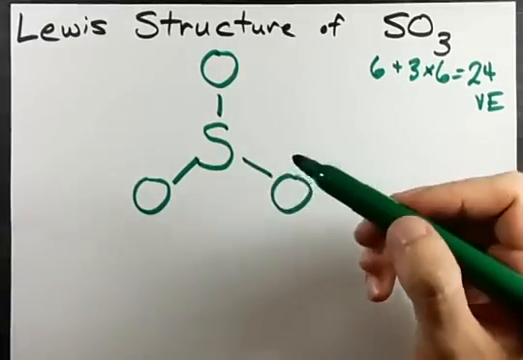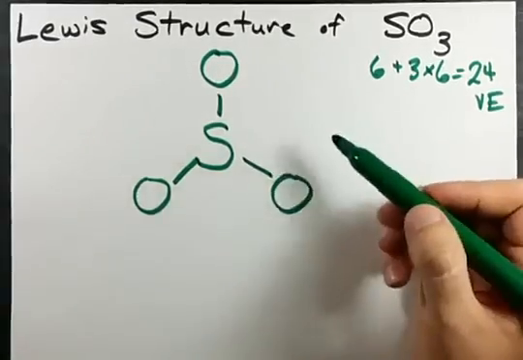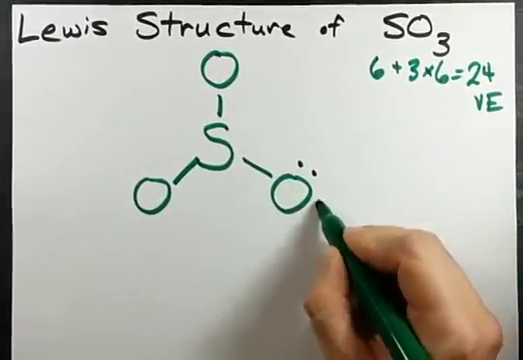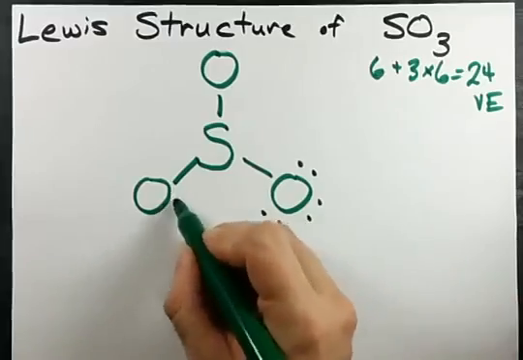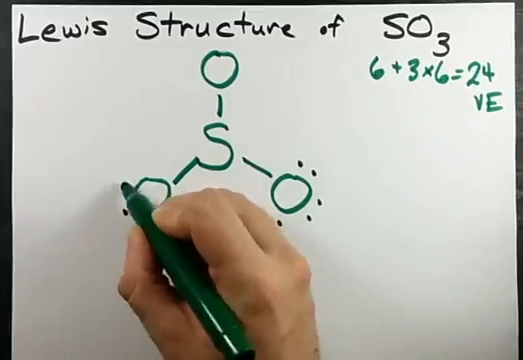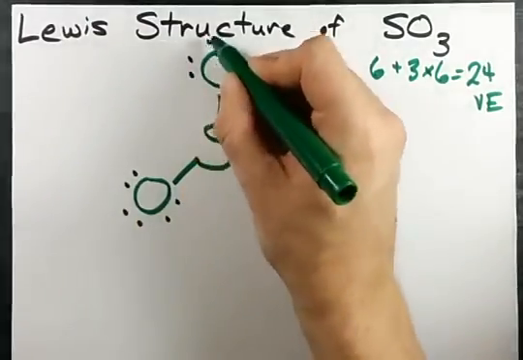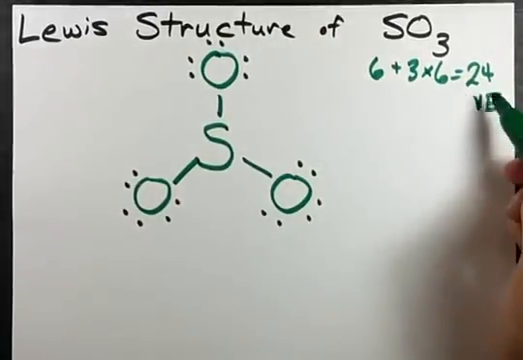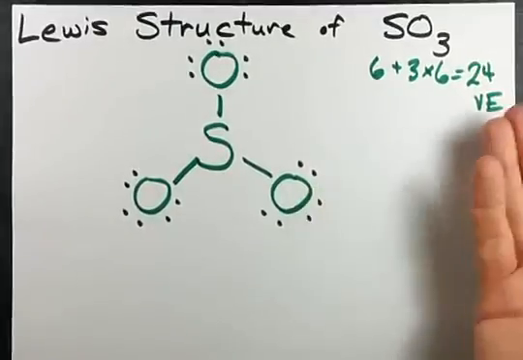I'm going to fill my outer atoms so they satisfy the octet rule. Are you ready? 7, 8, 9, 10, 11, 12, 13, 14, 15, 16, 17, 18, 19, 20, 21, 22, 23, 24. There's all my valence electrons.